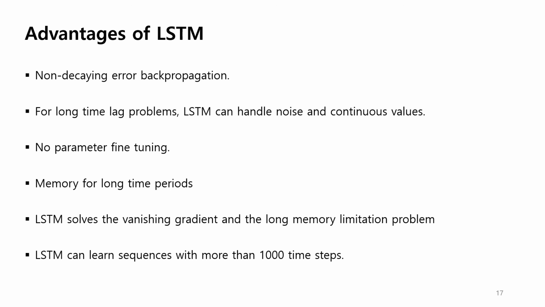Because LSTM has memory, you don't have to worry about long-time dependencies. It is able to remember all the data from, like, 10 steps ago or something like that. So LSTM solves the vanishing gradient problem, and it also solves the long memory limitation problem. Sometimes LSTM can learn sequences with more than 1,000 steps back. So that's quite a big advantage of LSTM.